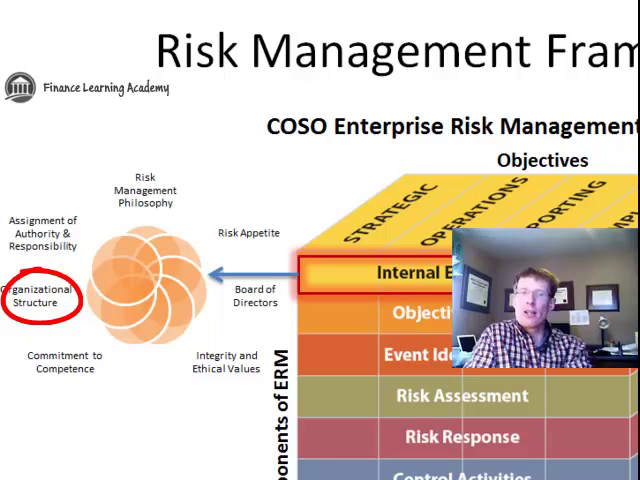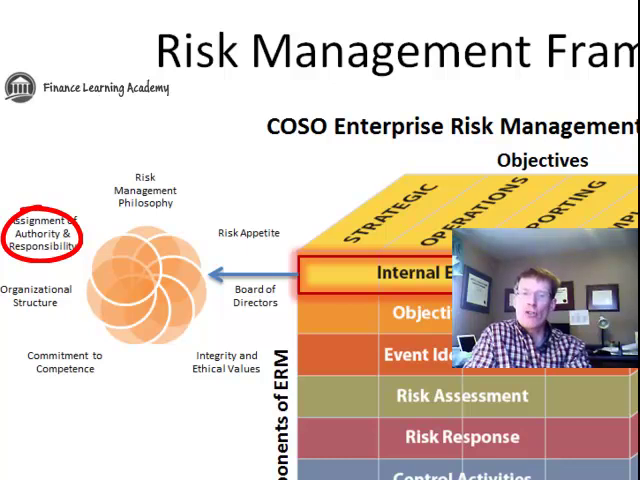Sixth, we need to consider the organizational structure. Organizational structure has a pervasive impact on the internal environment. Simply consider the impact of a centralized versus a decentralized structure. One structure empowers, the other standardizes. There is no right answer as to which one is best, but in certain circumstances, one may work better than the other. Seventh, we have the assignment of authority and responsibility.